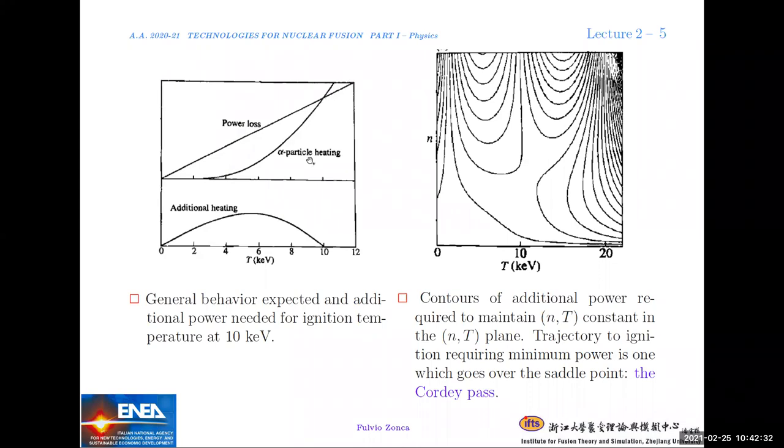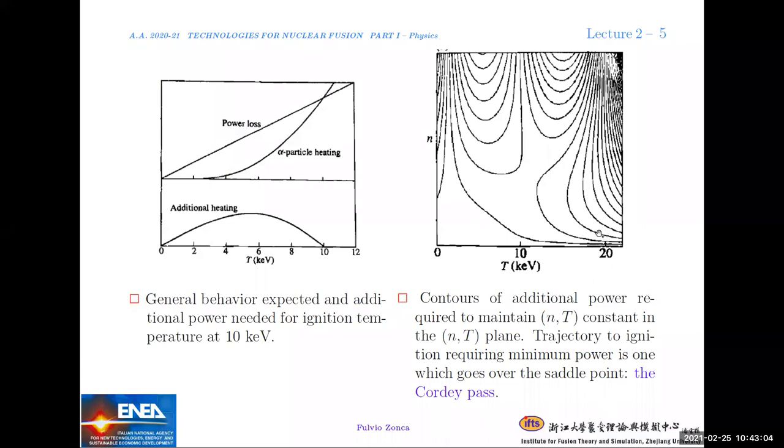So what we can ask is, what are the contours in the density versus temperature plane of the additional power required to maintain the density and the temperature constant? Okay, so whatever we need to put inside in order to preserve the plasma near equilibrium. So you see that these are the contours.